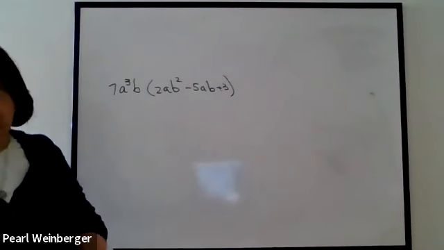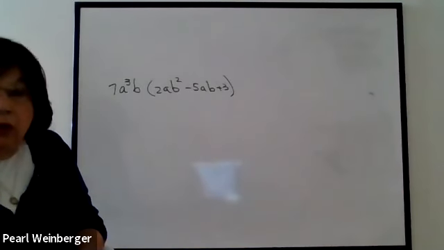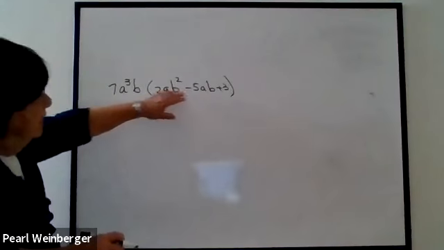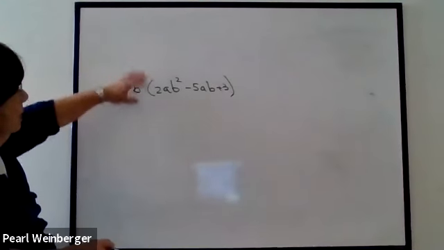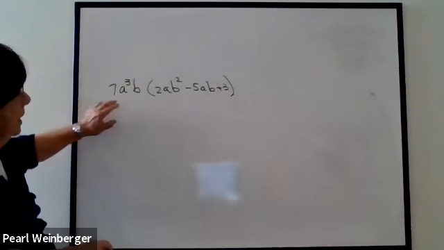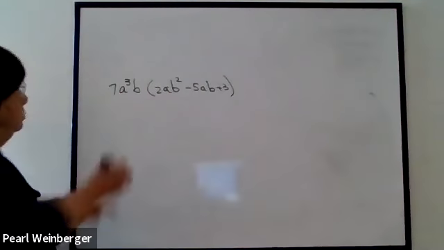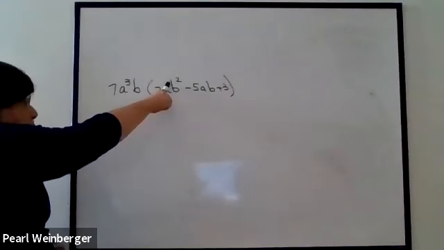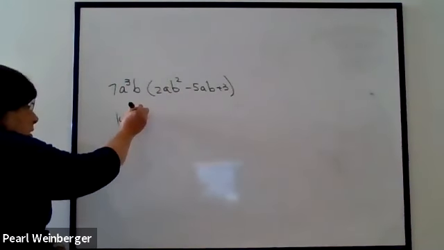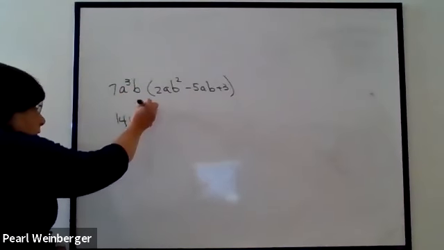And we all know the method that we use is the distributive property. We're going to take every term inside the parentheses and multiply it by the monomial, the single term that's on the outside. So first I multiply the 7a³b times the 2ab². So 7 times 2 is 14. a³ times a, remember this is a 1, so that becomes a⁴. b times b², again, this is 1 and 2, is b³.